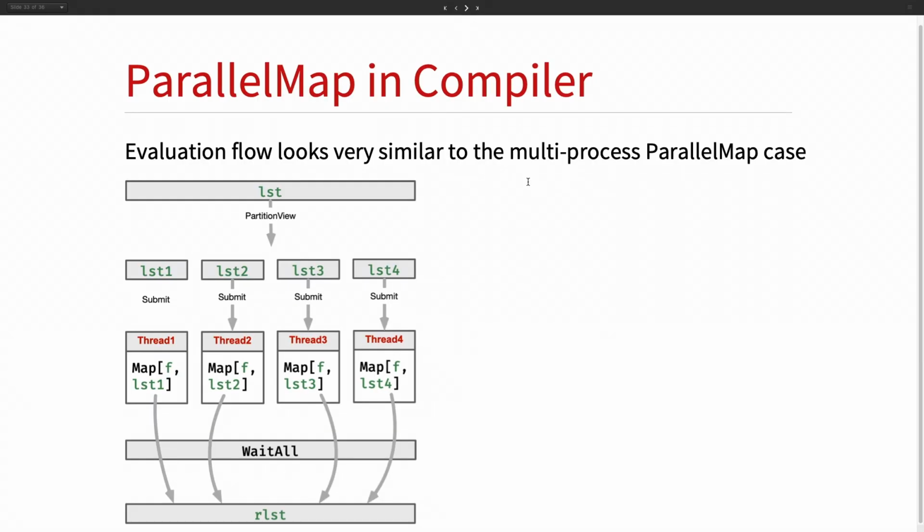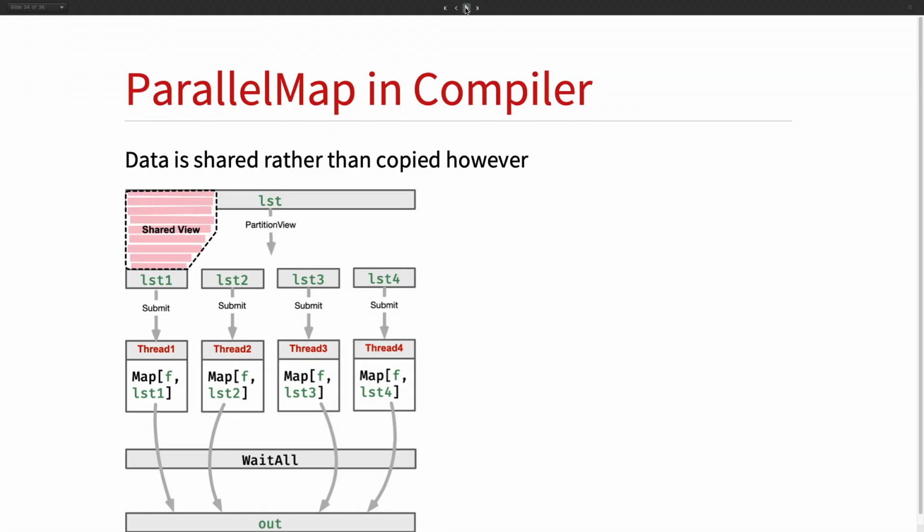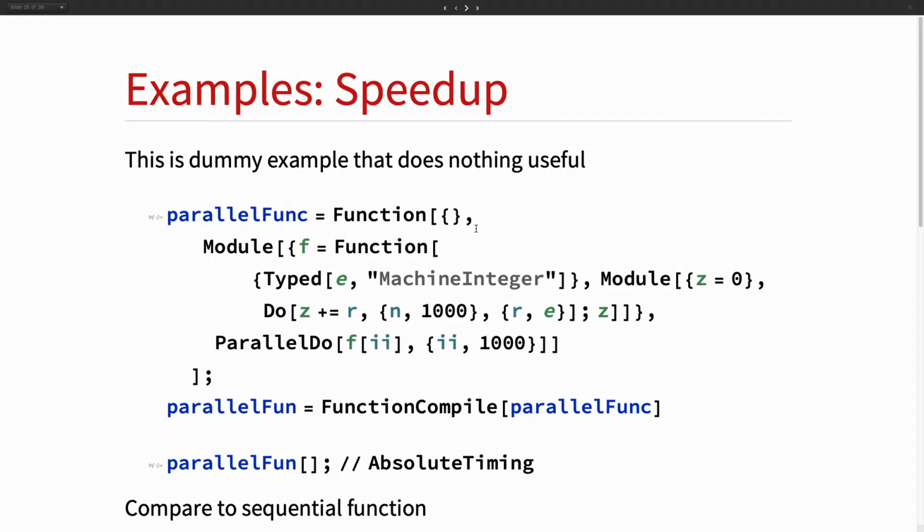And what that means is I have the same sort of figure. There should be an arrow over here, but it's the same figure, but now I'm using, instead of multiple processes, I'm using multiple threads. And all the data is shared. So in here, I have a shared view of that list, and I don't do any extra mem copy or any sort of operation. Now, we can implement that. So in this case, this is a dummy example that just does nothing useful other than it does some work.